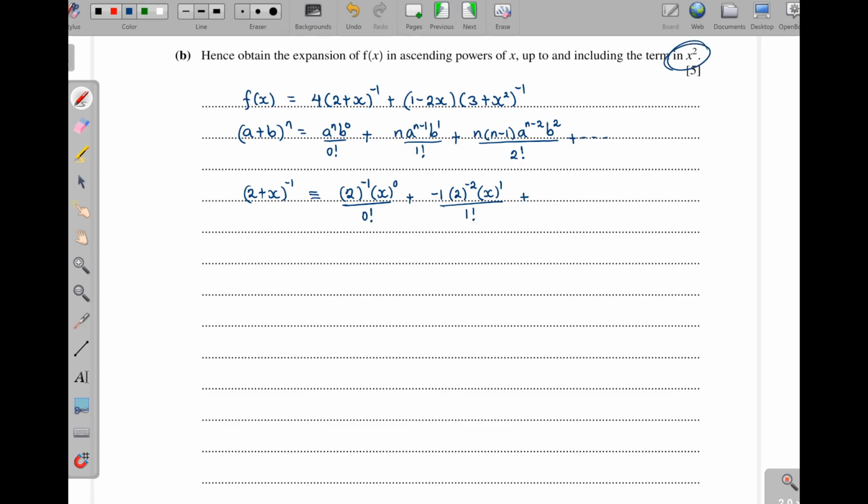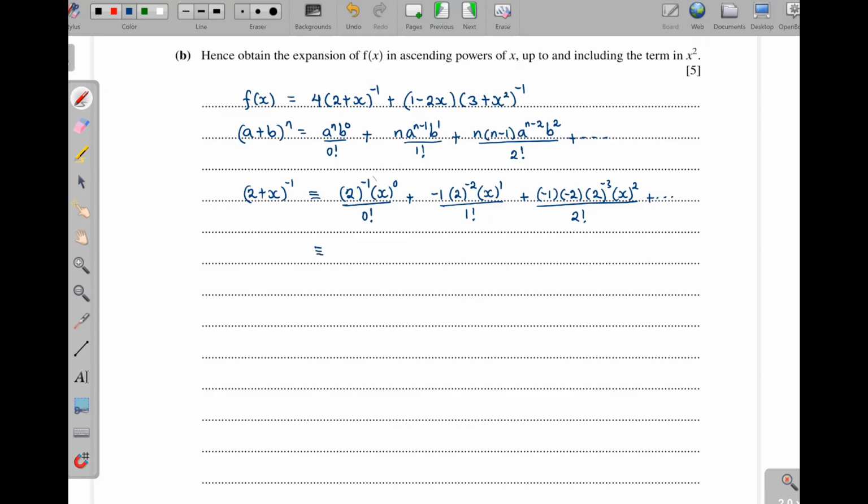I'll go up to the term in x squared, then drop this one down. So we shall have negative 1, then times negative 2, and then our 2 here now will be to the power of negative 3. Then x here will be to the power of 2, then out of 2 factorial, plus the terms that come forth, which we ignore. Now, when you add these powers here, all of them are going to give you the negative 1. Now, we simplify this.